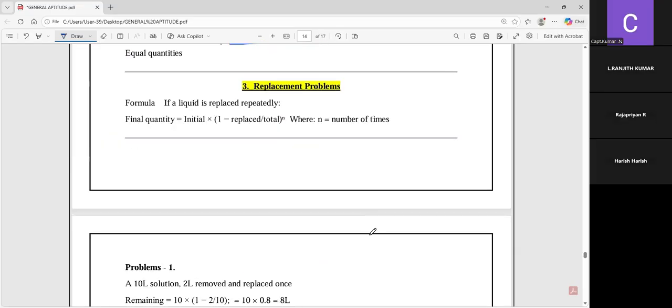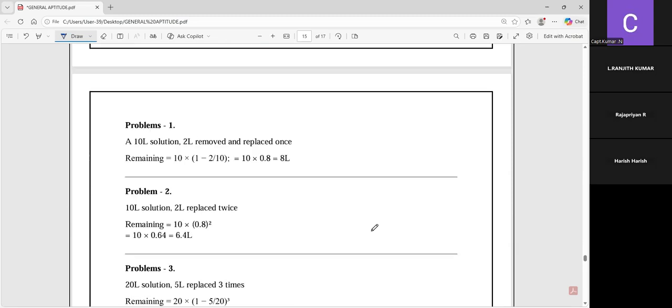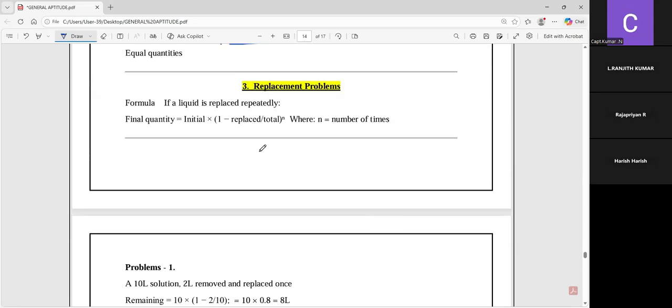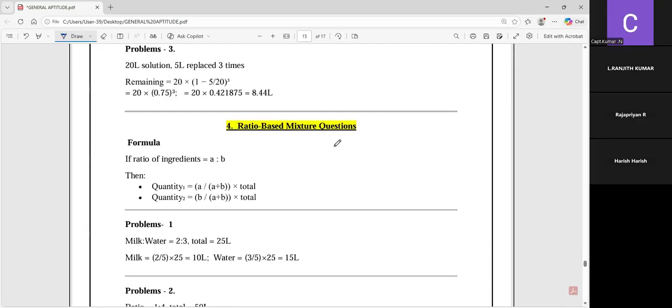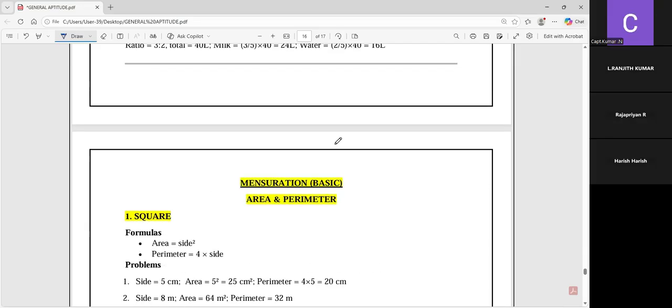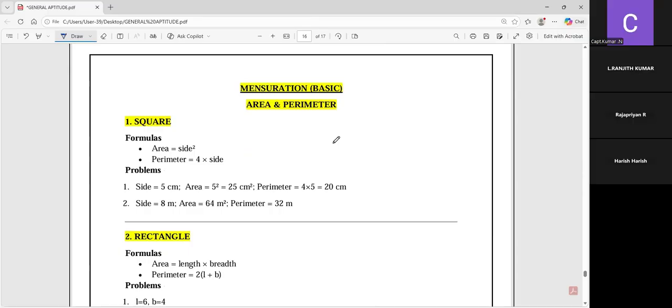Another is the replacement problem, just substitution. The formula: if the liquids replace to some other component, find the amount. That's the formula. These are simple ones. Last and final, very most important, that substitution method is measurement.